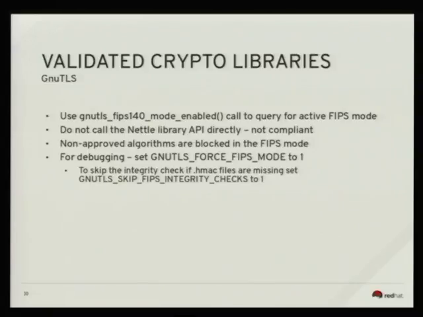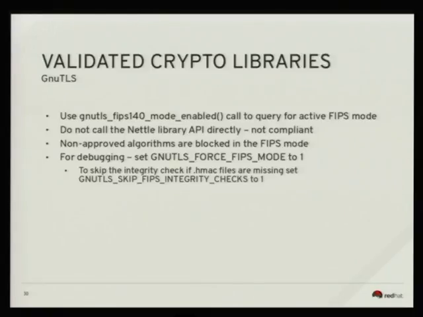For GnuTLS, there is an equivalent GnuTLS FIPS 140 mode enabled call to query for active FIPS mode. GnuTLS crypto is mostly implemented by calling nettle library, but you must not do it if you want to be compliant, because that will be non-compliant. You have to use the GnuTLS API calls. Non-approved algorithms are again blocked in the FIPS mode, and for debugging you set the GnuTLS force FIPS mode environment variable to 1. If you have a problem with the integrity check, you can set GnuTLS skip FIPS integrity checks to 1, and this will be omitted.